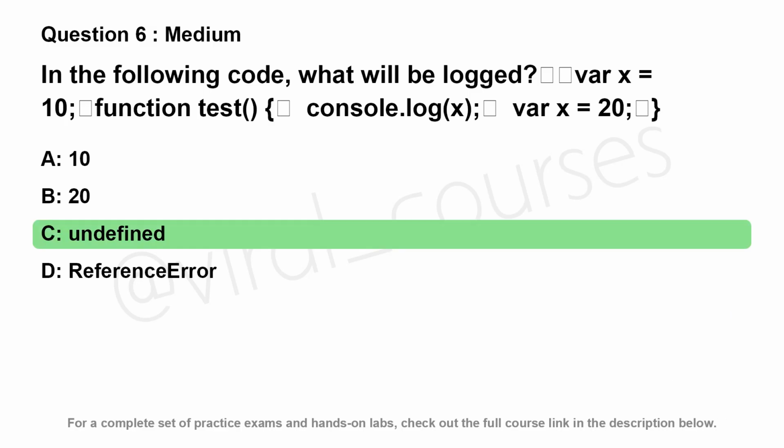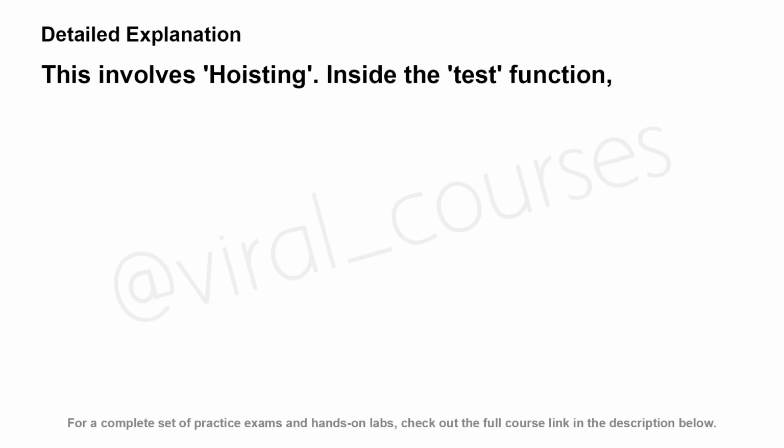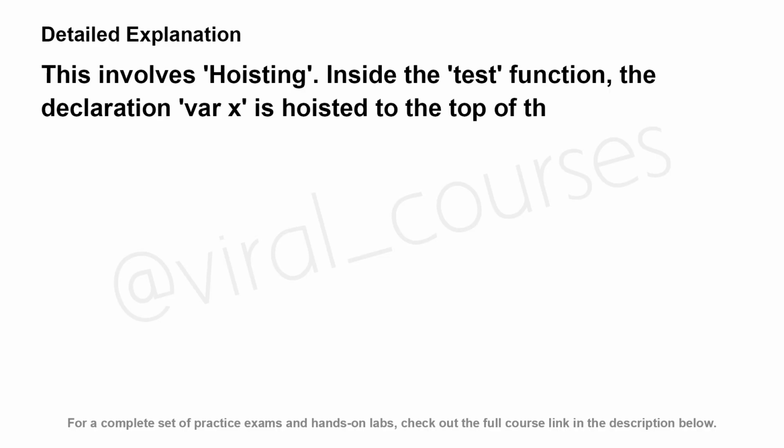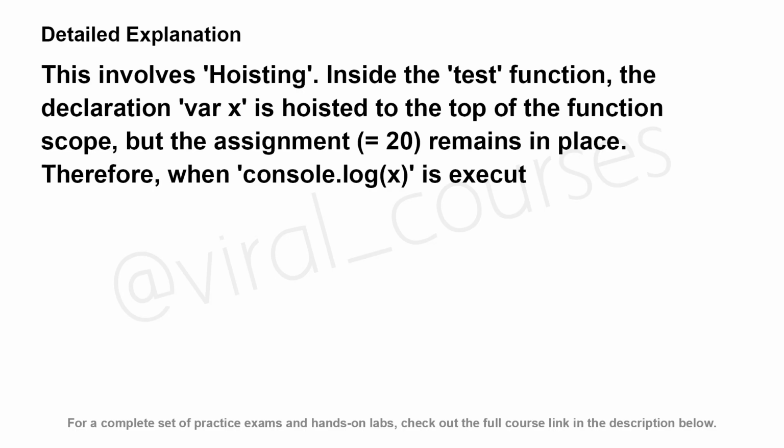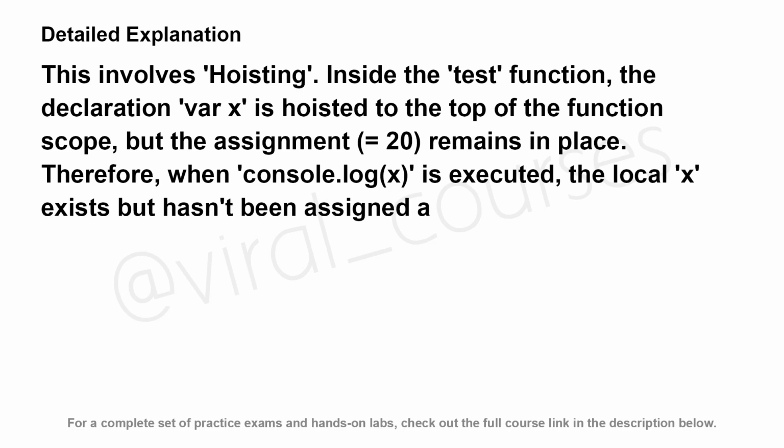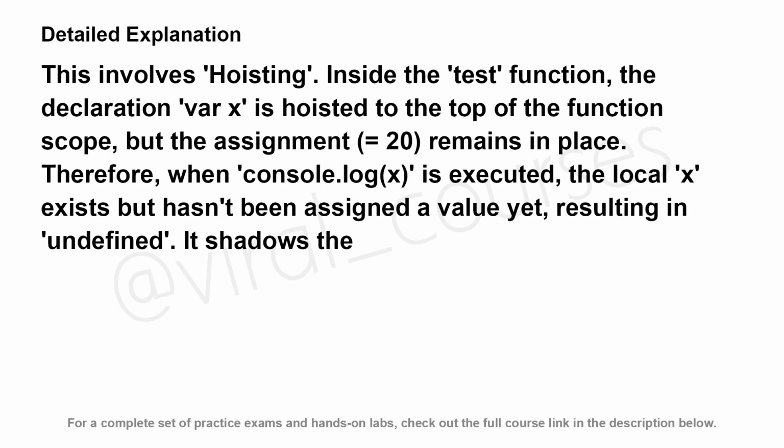The correct answer is C. This involves hoisting. Inside the test function, the declaration var x is hoisted to the top of the function scope, but the assignment = 20 remains in place. Therefore, when console.log(x) is executed, the local x exists but hasn't been assigned a value yet, resulting in undefined. It shadows the global variable x.